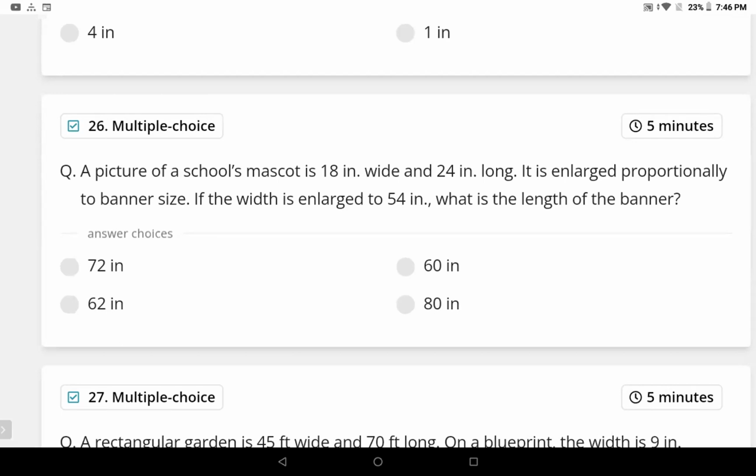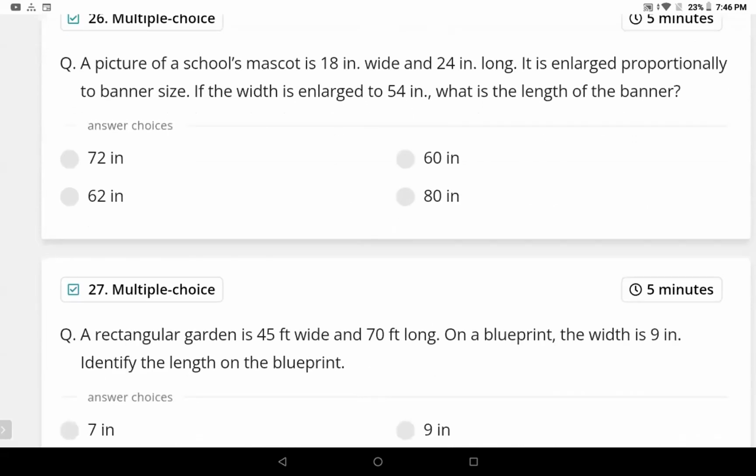The picture of a school mascot is 18 inches wide and 24 inches long. So here below, the width is given as 54 inches. So 18, how many times is 54, children? 3 times. So the same way you need to enlarge the other part, the length, also. 24 times 3 is 72 inches. So therefore, what is the length of the banner here?